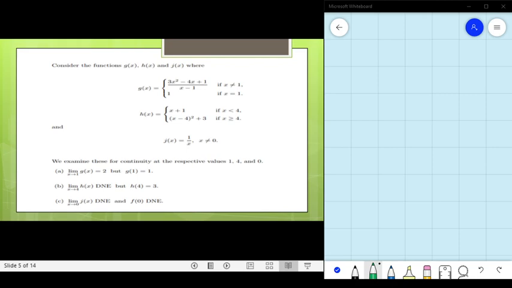In topic 1.2, it was emphasized that the value of the limit of f of x as x approaches c may be distinct from the value of the function itself at x equals c. Recall that a limit may be evaluated at values which are not in the domain of f of x.